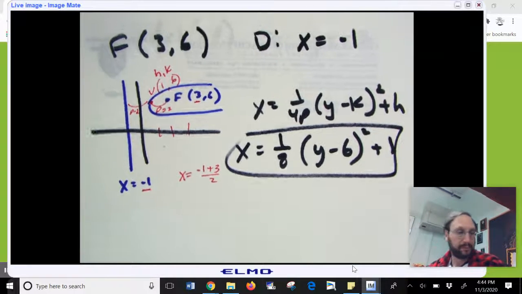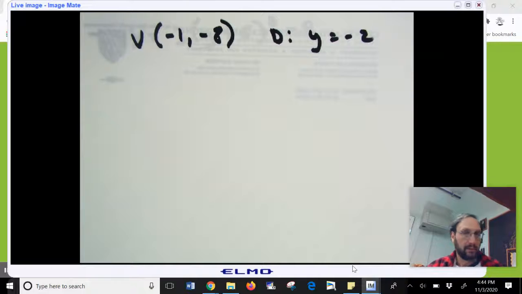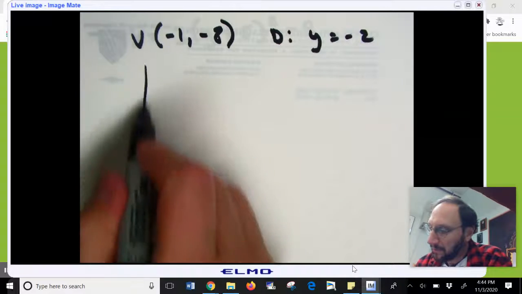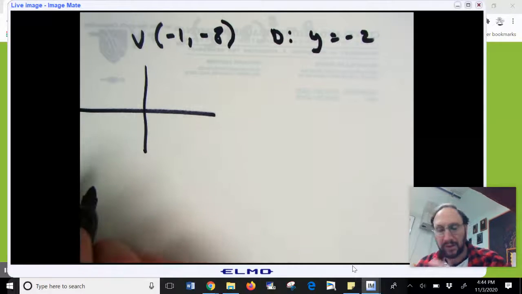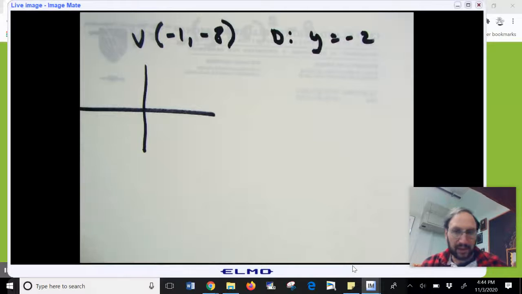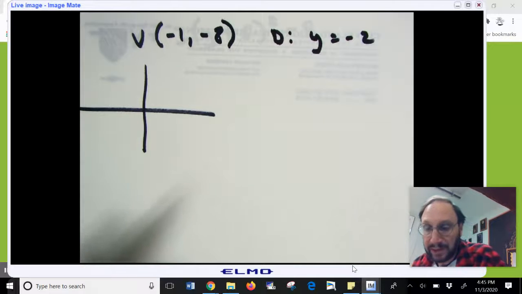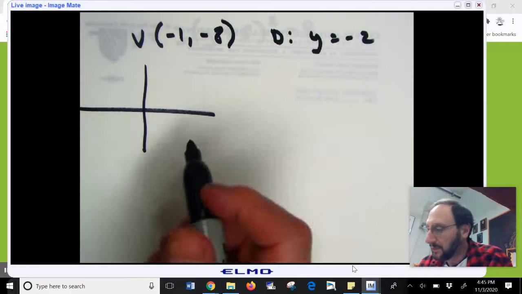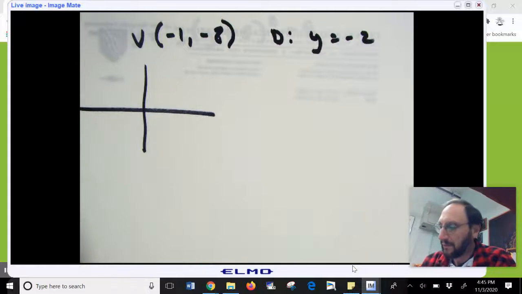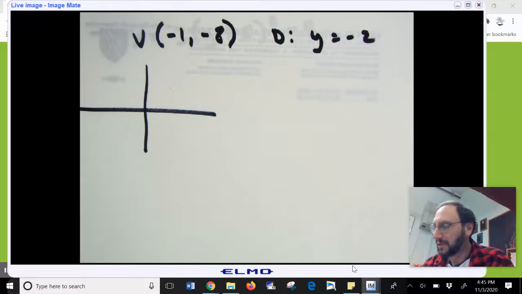That's the second one. You can pause if you don't believe me or you want to check it out. That's fine too. Okay, number 3. This time we have a vertex and a directrix. So if you see that in each of these 3 problems, we have 3 things and we're given 2 of them, 2 pieces of information.